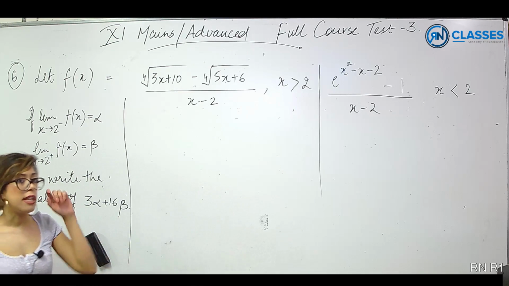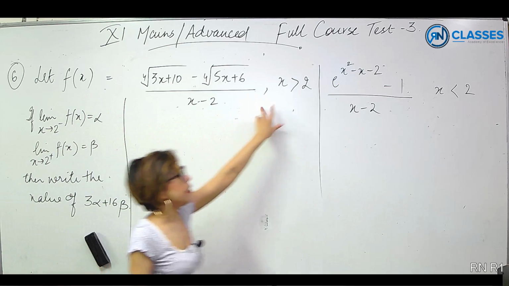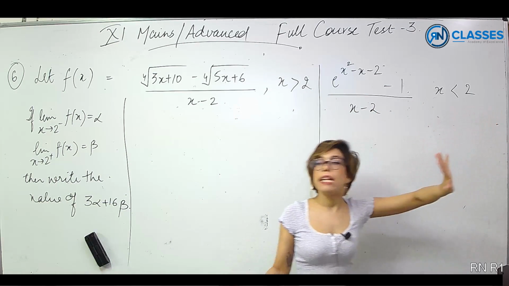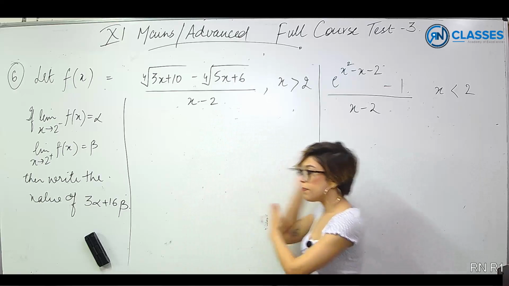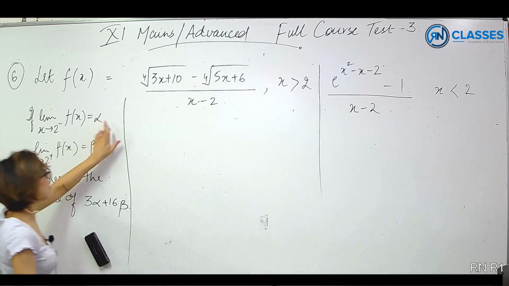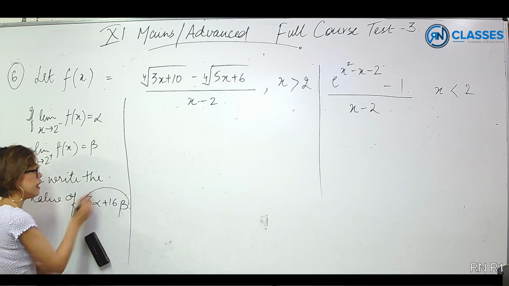Alright, on to the next one. Now he says let f of x equal to this when x is greater than 2 and equal to this when x is less than 2. I have written it like this because I needed the space beneath it. Alright, then he says if limit as x approaches 2 minus is alpha and as x approaches 2 plus is beta, then write the value of the expression.